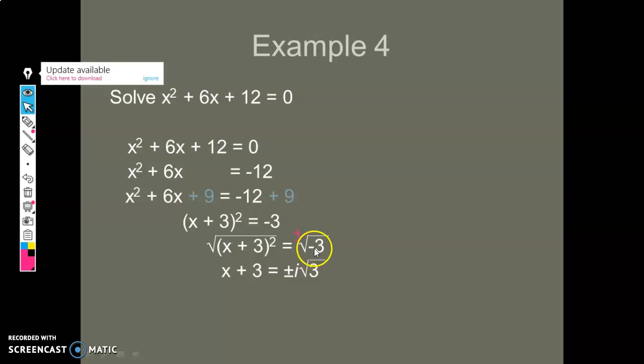Okay, and now we have the square root of a negative 3. So we pull out an i. And then we want to get x by itself, so we subtract 3. And really that's about all we can do here for this problem, okay? So remember the key to completing the square is to get the two x terms by itself and then do b over 2 squared, okay? And b here is 6. So we did 6 over 2 squared, which gives us 9.